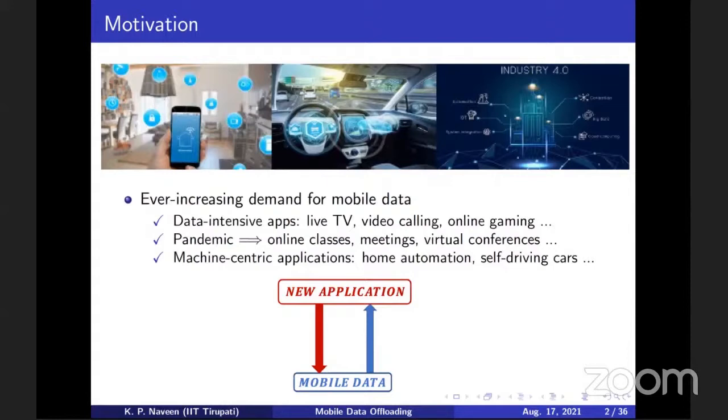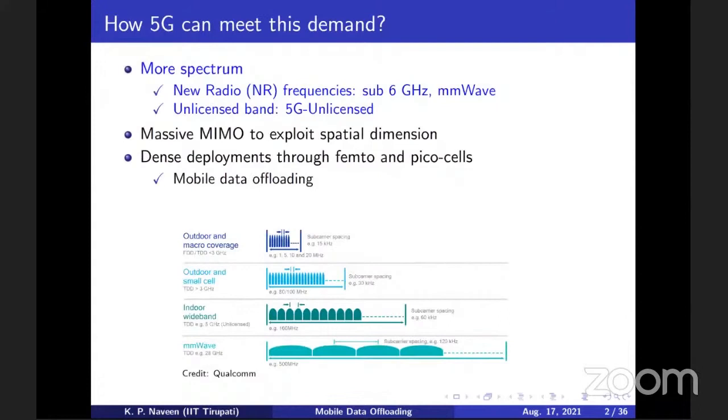Now, how are we going to meet this demand? Definitely, 5G and even the next generation cellular networks are attempting to solve this problem of demand for mobile data. Some of the novel features that 5G tries to bring in, I'm just highlighting a few of them. One is to get more capacity. The obvious approach is to pump in more spectrum, right? That's what 5G attempts to do.